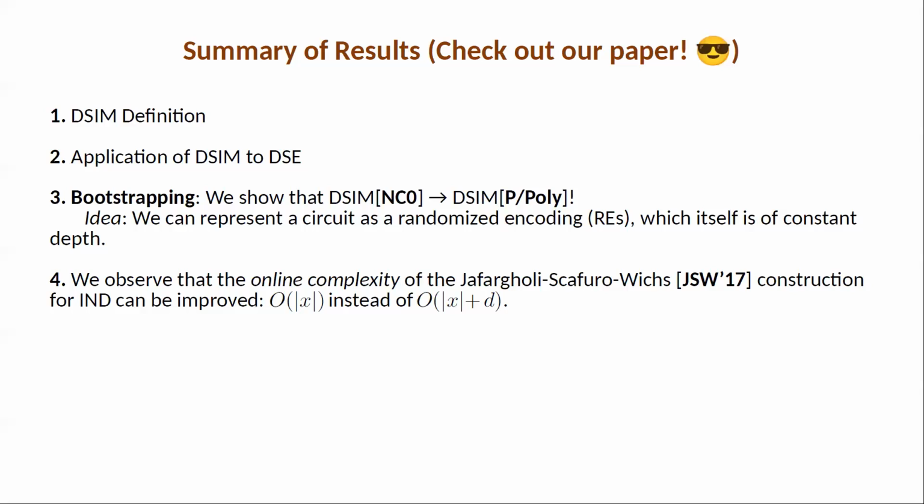All right. The next result was an improved construction for indistinguishability security. This was a construction by Jafargholi, Scafuro, and Wichs, and we showed that you actually can remove this dependency on the depth of the circuit. So you can get online complexity that only goes with the interface. And yeah, if I'm not mistaken, this is for NC1 circuits only.